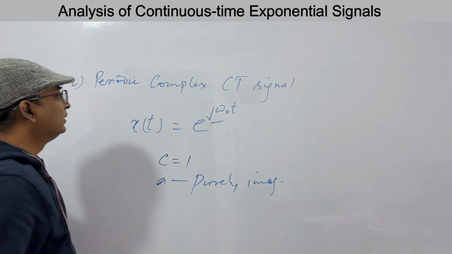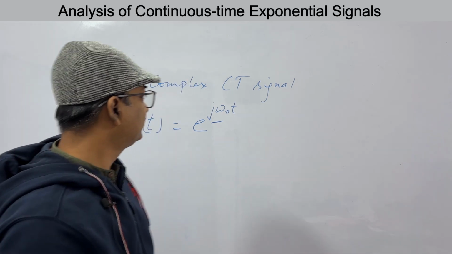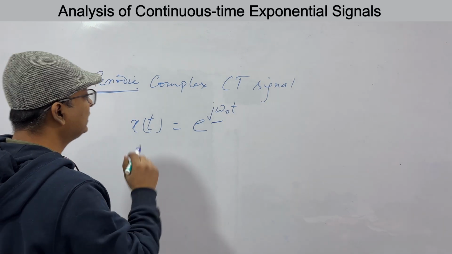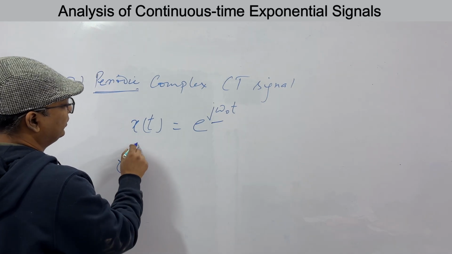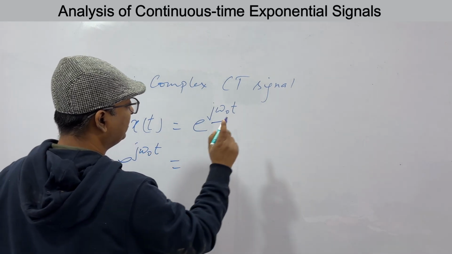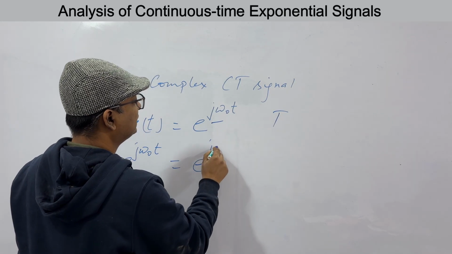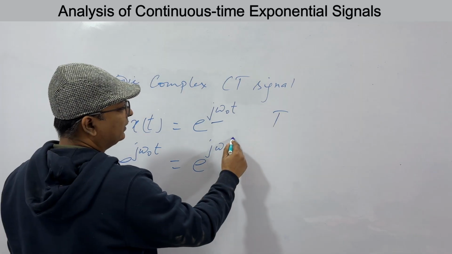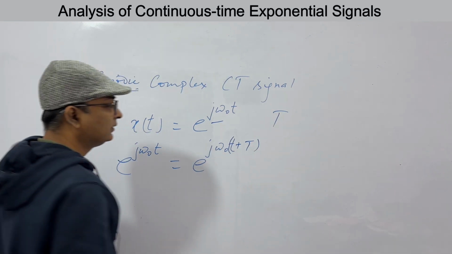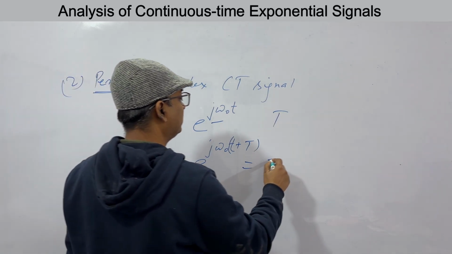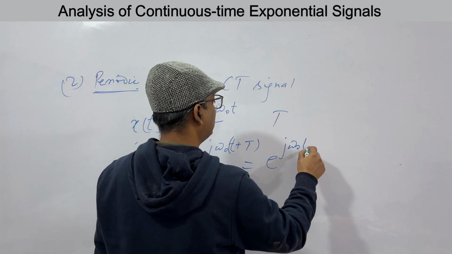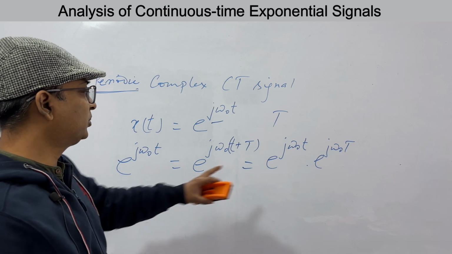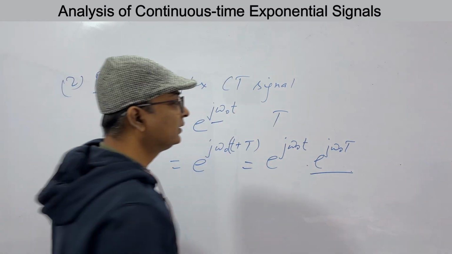Okay, so let's understand this signal. Now we are saying this is a periodic signal. Let the time period be T. Then if the time period is T, this means e to the power j omega 0 (t plus T) will repeat after T. This can be expressed as e to the power j omega 0 t into e to the power j omega 0 T. Now this is possible only when this is equal to 1.